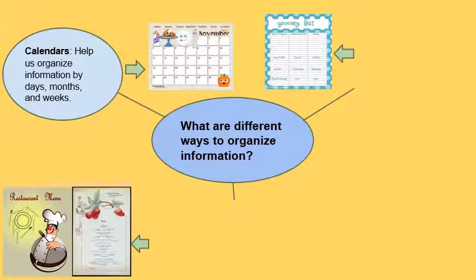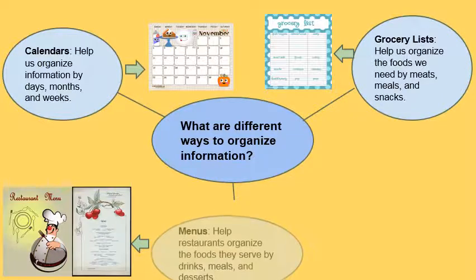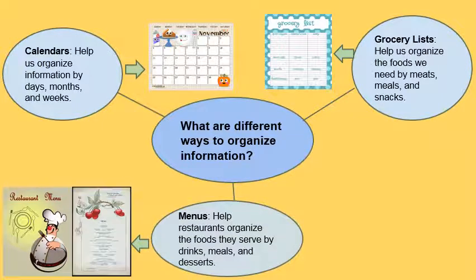Calendars help us organize information by days, months, and weeks. Grocery lists help us organize the foods we need by meats, meals, and snacks. Menus help restaurants organize the foods they serve by drinks, meals, and desserts.